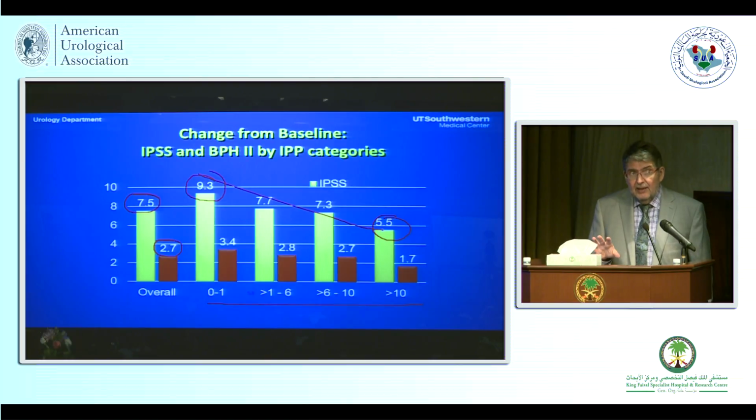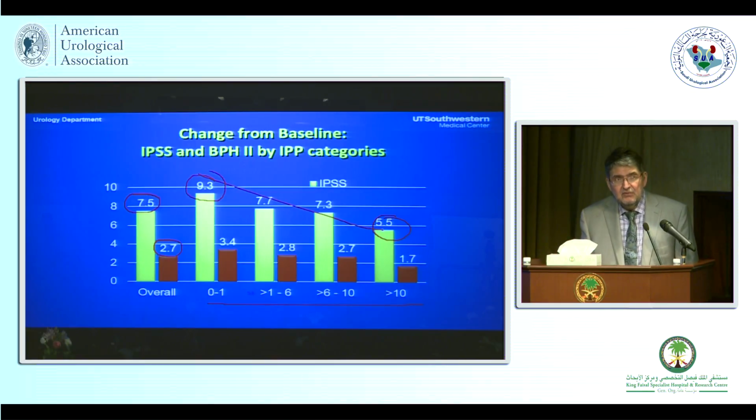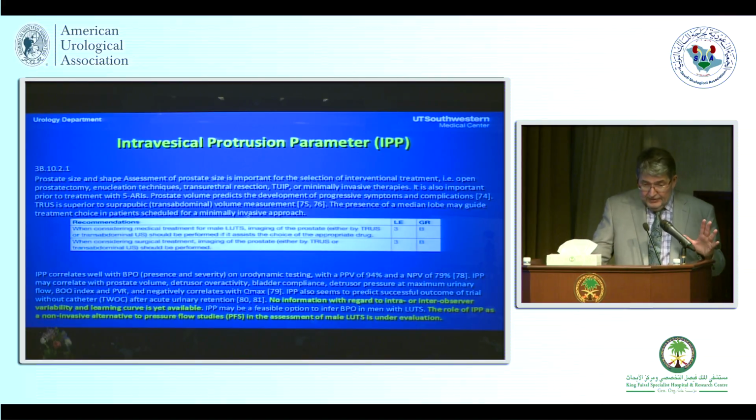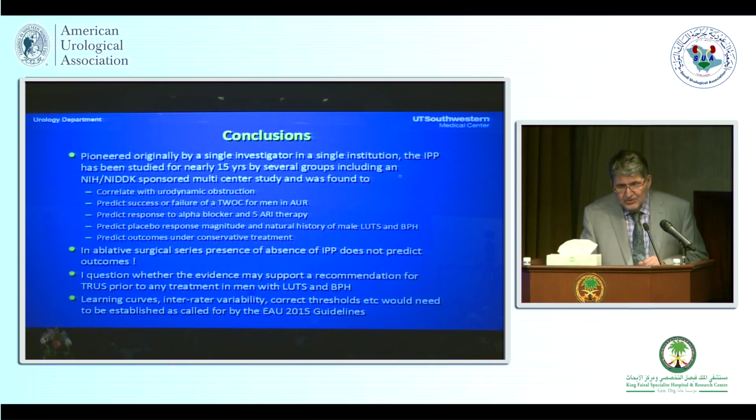So you see in this trial, which was not set out to study this, and where we gave Botox, which is essentially a sham treatment, there was a stepwise decrease in efficacy, quote unquote, depending on the degree of intravesical protrusion. So to me, it's interesting that the European guidelines recognize that, and they recognize actually the need for looking at the IPP, but they say the IPP is under evaluation.